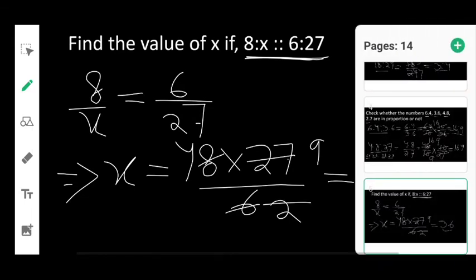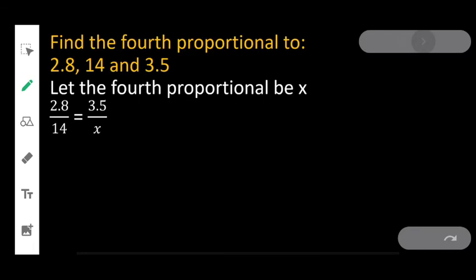So next is: find the fourth proportional to 2.8, 14 and 3.5.